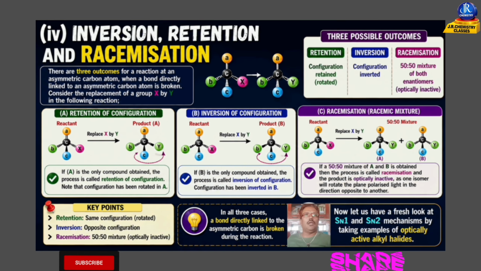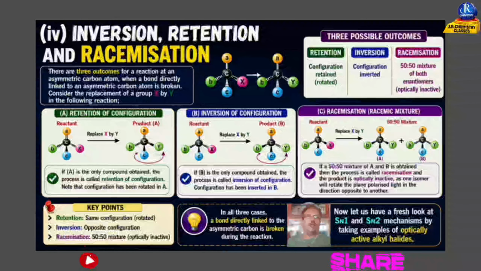Next is inversion, retention, and racemization. There are three outcomes for a reaction at an asymmetric carbon atom when a bond directly linked to an asymmetric carbon atom is broken. Consider the replacement of a group X by Y in the following reaction.